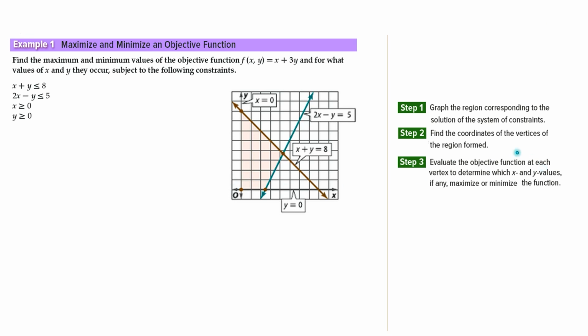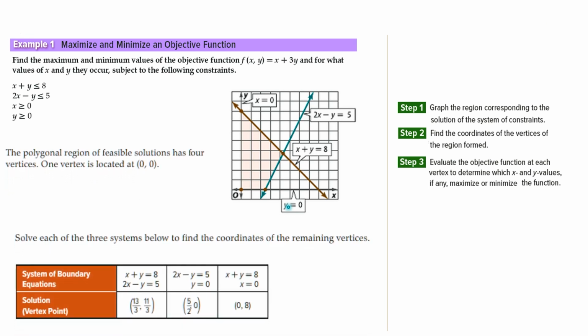Next, we want to find the coordinates of the vertices of the region formed. So as you can see here, there are 4 vertices. The first one being at (0, 0). And for the other 3, we solve the different systems of equations. So when we solve these 3 systems of equations, we get the other 3 vertices.